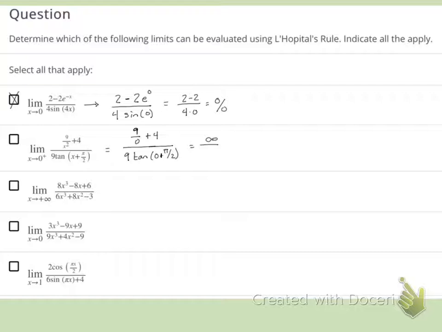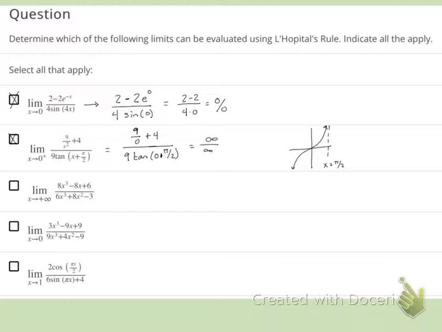Then we want to look at the tangent of pi over 2. And the tangent of pi over 2, if you think about the tangent function here, looks like this. We have an asymptote at x equal to pi over 2. And the tangent function is going to positive infinity. So we're going to have 9 times positive infinity, which is, again, infinity. So we get infinity over infinity, which was one of those indeterminate forms.